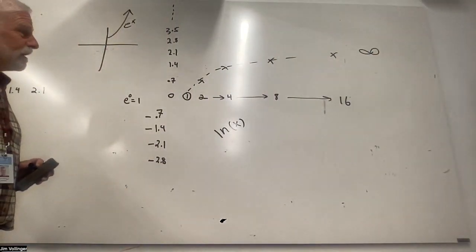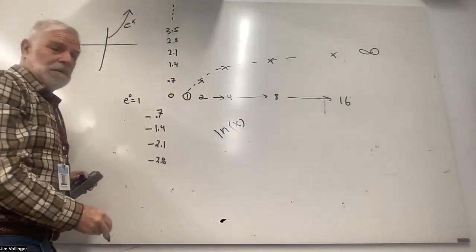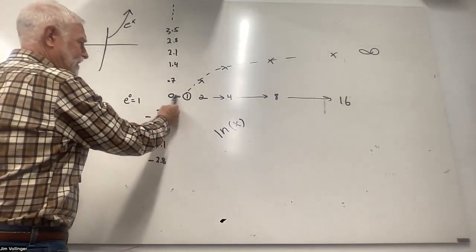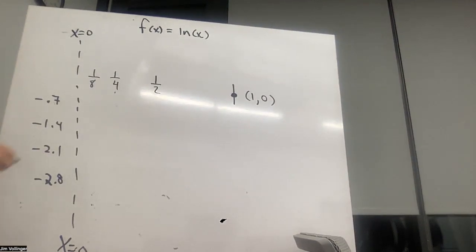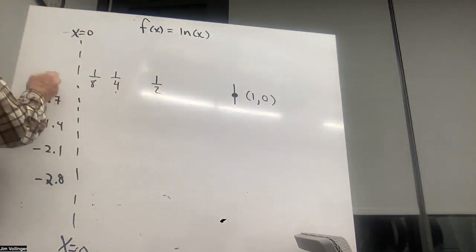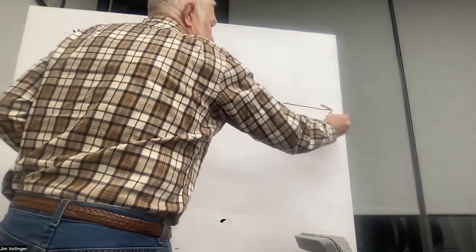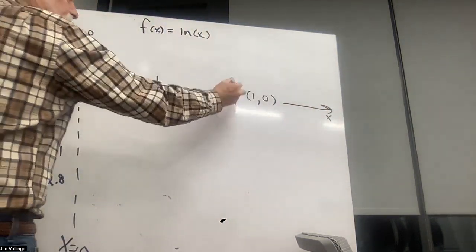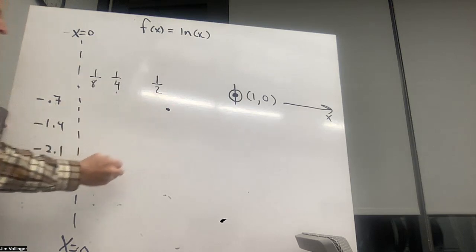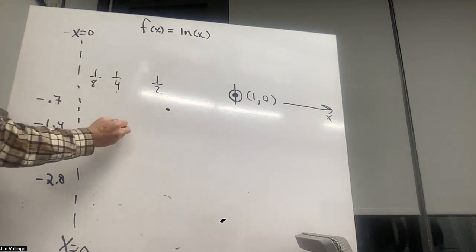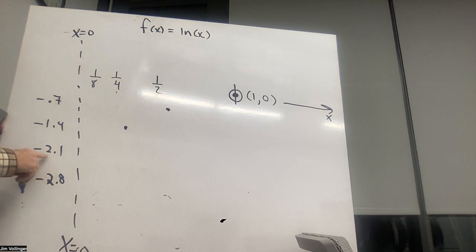Now, what happens in between 0 and 1? Ooh, a lot. Pretty hard to show. So let me expand upon it with a different picture. So here's 1 on the x-axis. Here's your x-axis, right? And 1 gets us 0, but a half gets us negative 0.7. And a fourth gets us negative 1.4. Negative 2.1. And a 16th. It's right there.